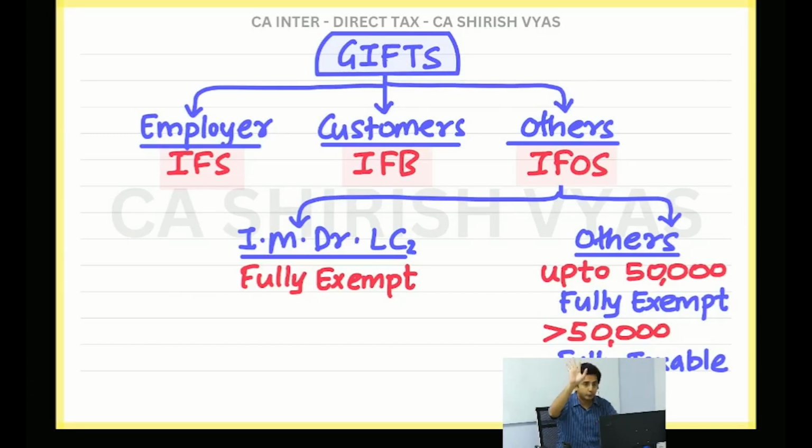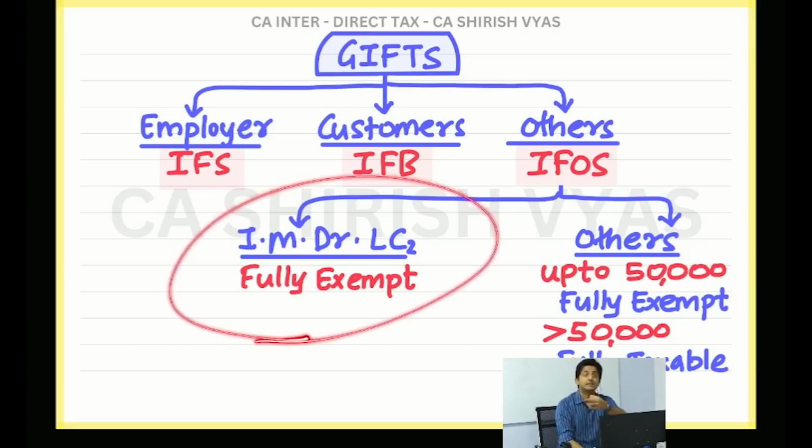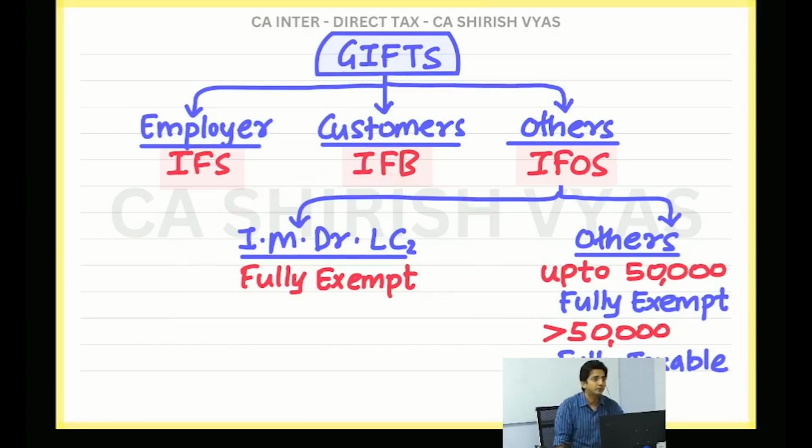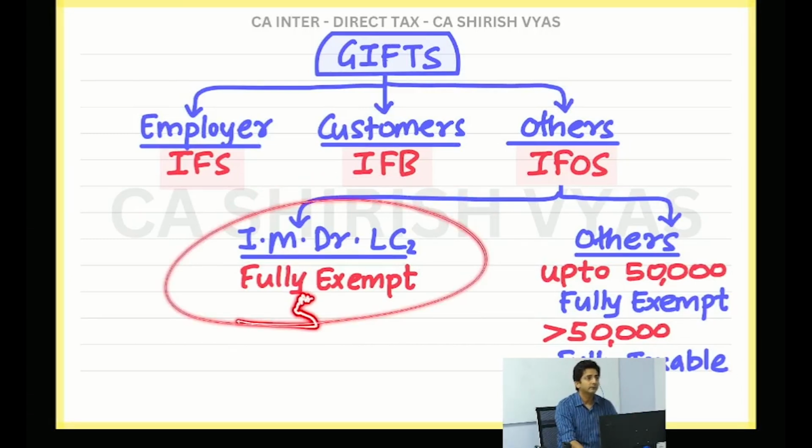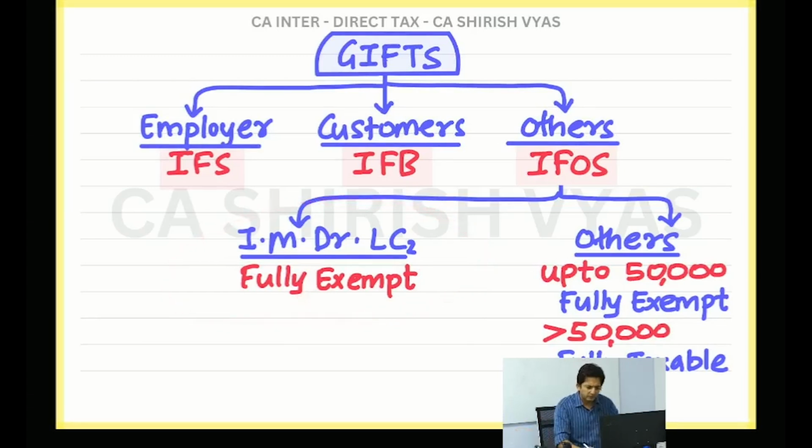Yes, if it is a genuine gift, like I am Dr. LC, we will not tax you. There is no cheating. Then exempt. But other gifts, we don't believe. Okay, there also we are ready to accept up to 50,000 can be a gift. Like my friend giving me 10,000, 50,000, it's believable.